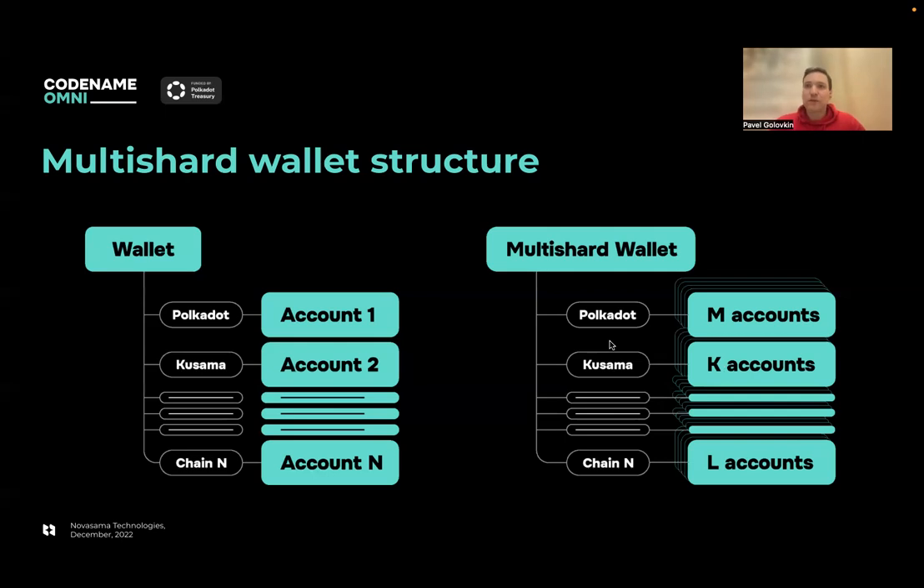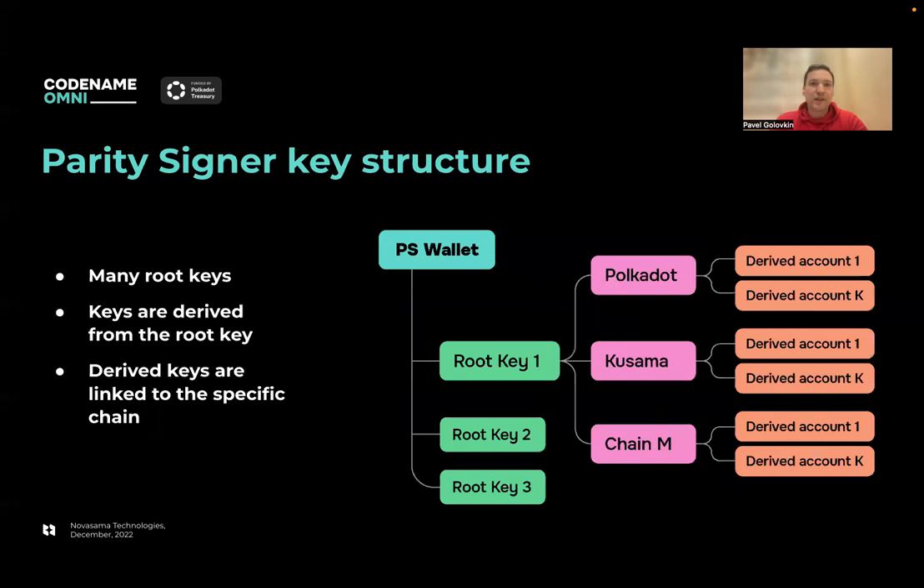And as you know, the Parity Signer is a hardware wallet that is supported by the Codename Omni project in the current milestone. And this wallet will be used for signing in the current milestone. So that's why it's really important to understand how the wallet and the key are structured in the Parity Signer. So let's go through the structure in the Parity Signer wallet.